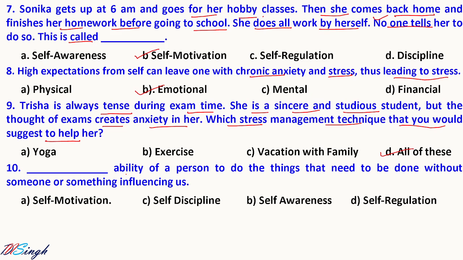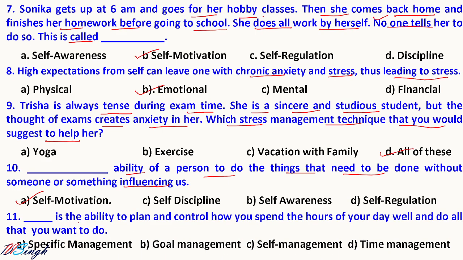There is a fill in the blank. Ability of a person to do things that need to be done without someone or something influencing us. Again, without an external factor motivating us. If you are doing your own things, then you are a self motivated person. So the person's ability of doing things without someone or something influencing us or telling us, that means that person is what? Self motivated. Okay, let us go for the next question.